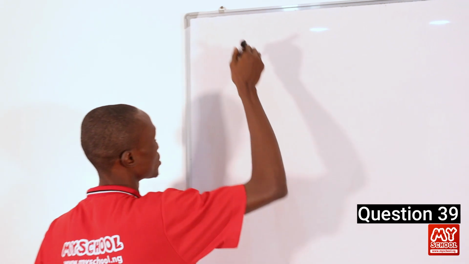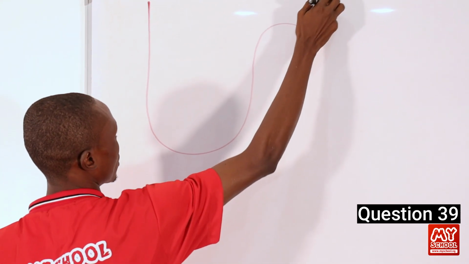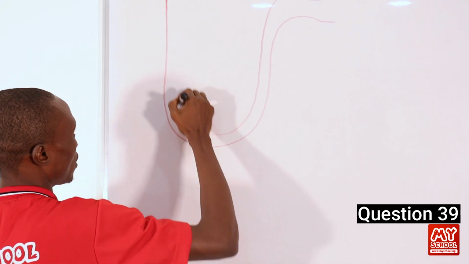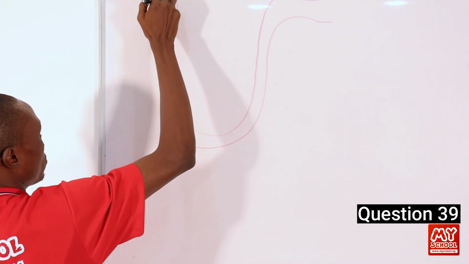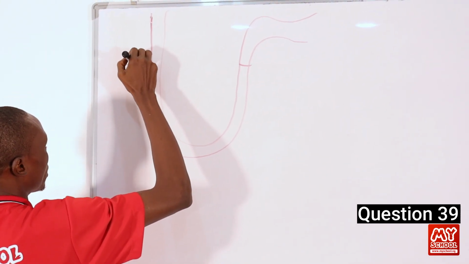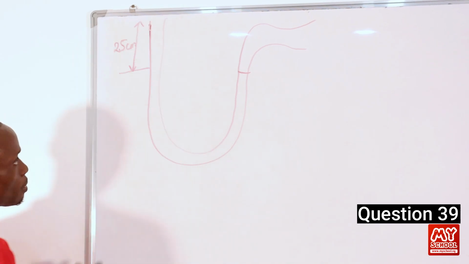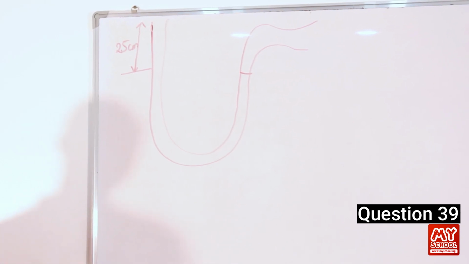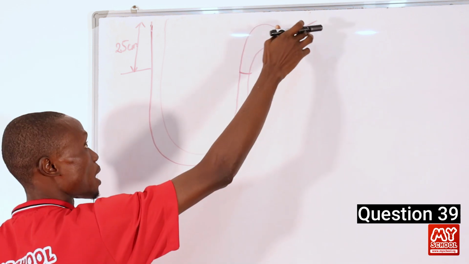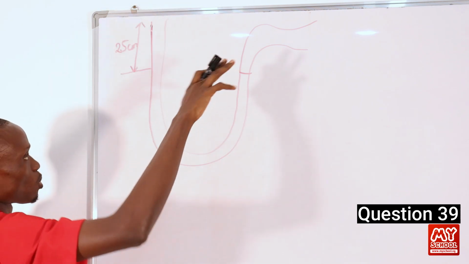I think to solve this question, it's necessary for us to sketch the manometer. So let's try and sketch the manometer. Okay, we are told that the height of mercury in the manometer is 25 centimeters. We are asked to calculate the absolute pressure in the gas tank. But remember that atmospheric pressure will be one of the pressures acting on the gas inside the tank, and mercury too is also exerting pressure on the gas.